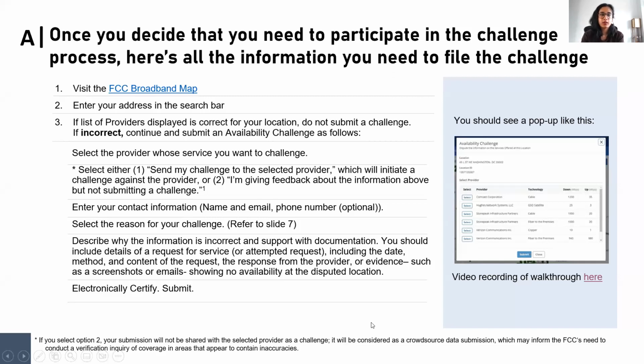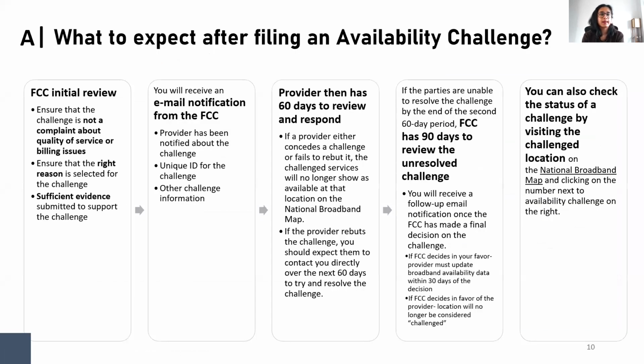So yeah, that's about the availability challenge by individual consumers, the process and how to do it. And then the next part, what to really expect after filing an availability challenge. So the FCC is going to make an initial review just to make sure that it's not a complaint about the quality of service or any billing issues, then ensure that the right reason is selected and there is sufficient evidence to back the challenge that's been made.